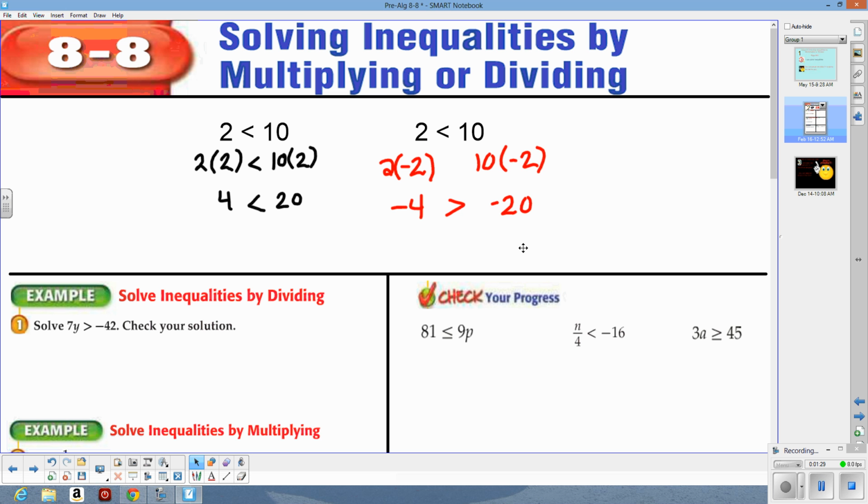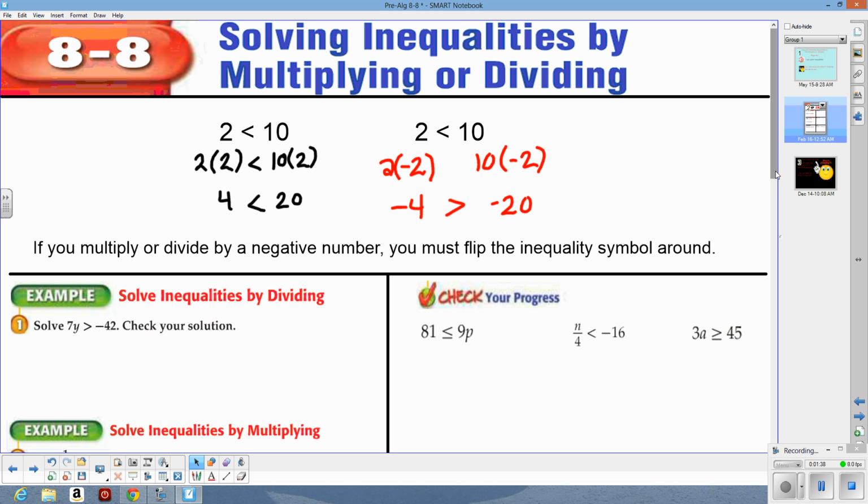Anytime you multiply or divide an inequality by a negative number, you're going to have to flip the inequality symbol around to make it a true statement. So that is the only thing that's going to be different about today's lesson compared to when we solved the equations. So you're just going to have to remember, if you multiply or divide by a negative, you flip the inequality symbol. And then of course, instead of an equal sign, it has an inequality symbol in the answer.